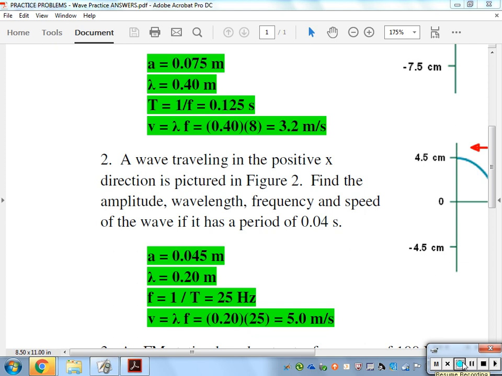Okay, so now checking in on 1 and 2. Responses are up on the board, hopefully exactly what you have written down as well. It is worth noting, just like the wavelength, the amplitude should be expressed in meters. Because 7.5 centimeters, I'm going to express that in meters. So we move the decimal point 2 places to the left. As we go from 7.5, 2 places left, we make that 0.075 meters.